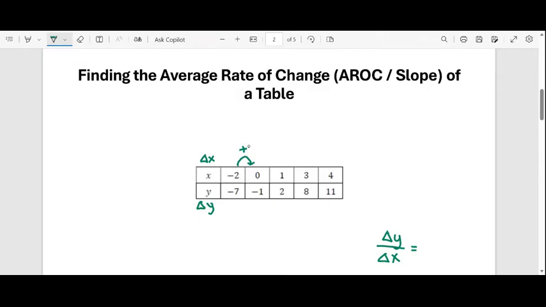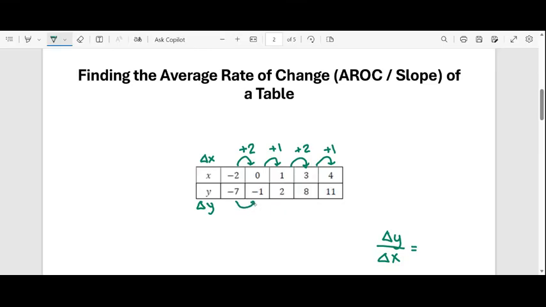From negative 2 to 0 is a plus 2. 0 to 1 is plus 1. 1 to 3 is plus 2. And 3 to 4 is plus 1. So you can see there's a difference in this one because our X values change. It's 2, 1, 2, 1. So let's see what our Y values are doing.